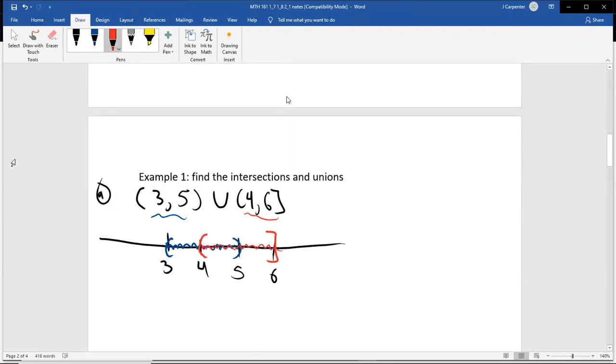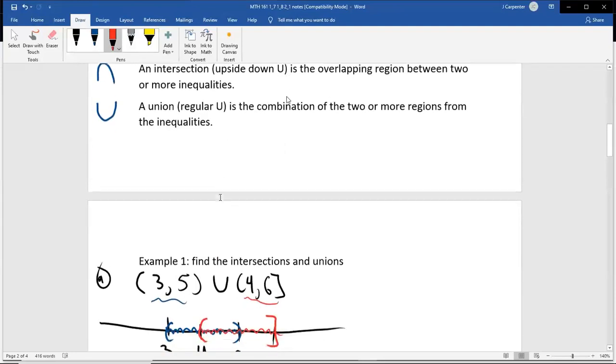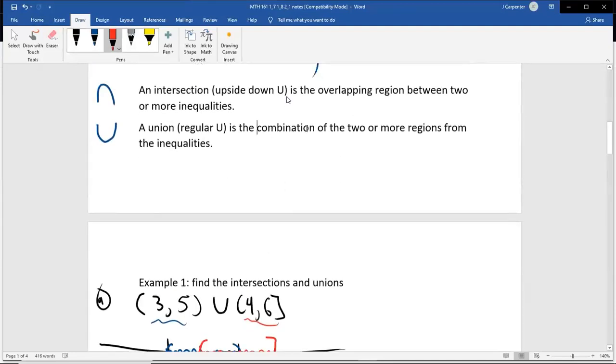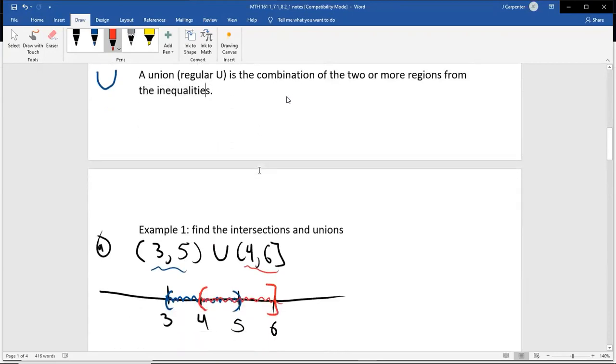So what exactly am I asking for? This was just drawing both of those segments on the same number line, and I want to write a simpler answer, because 3, 5 union 4, 6, there is a simpler way to do this. And the best thing you can do for yourself is graph it to visualize it. So remember, the union is everything. The union is the combination of the 2 or more regions you see. So it's everything that you see shaded. Now there's no gaps here, so our answer is not going to need a union. There's not going to be any gaps.